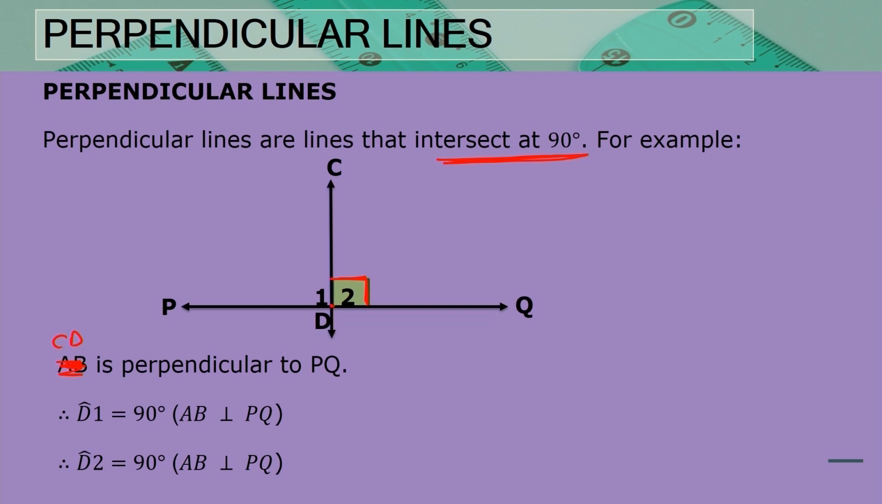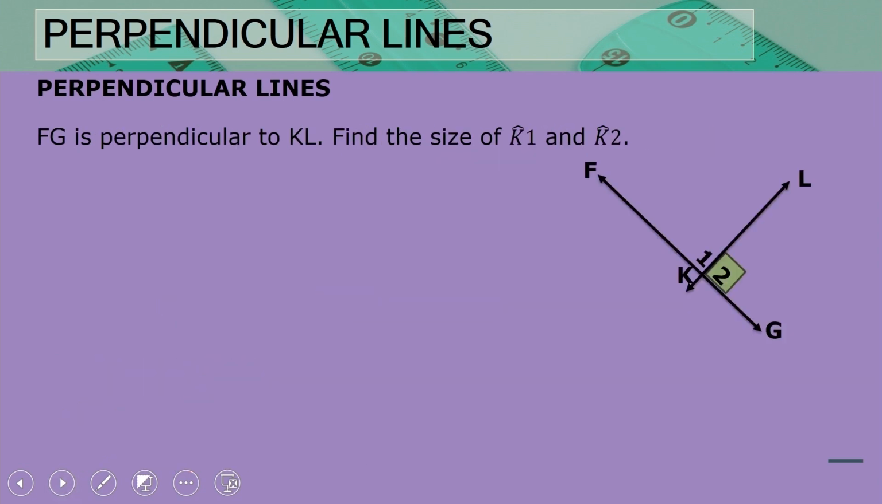So as we can see there, D1 is equal to 90. Why? Because CD is perpendicular to PQ. And again, D2 is 90 degrees. Why? Because CD is perpendicular to PQ. So because of them being perpendicular, and we know that perpendicular means they intersect at 90 degrees, that means that those two angles there are 90 degrees.